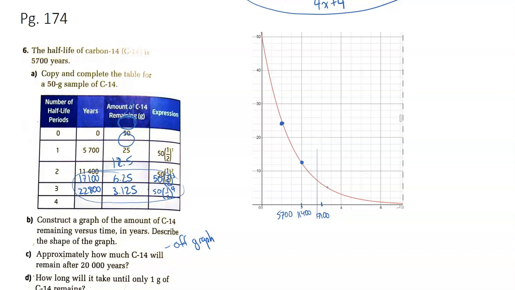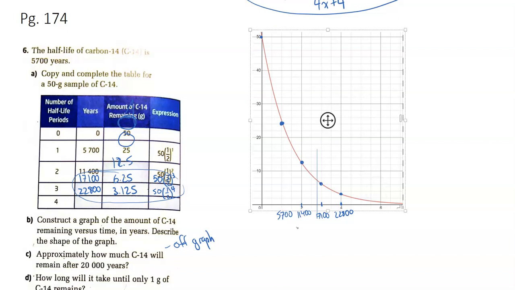And you are going to have 6.25, as I already noted. And then after 4 half-lives, it's going to be at a value of 22,800, and you would have about 3.125 is what we noted. So those are the key points that you'd graph on your grid.